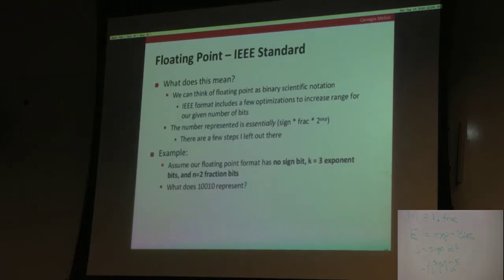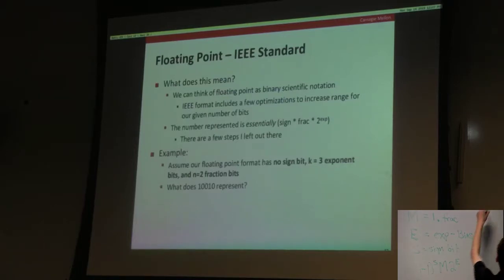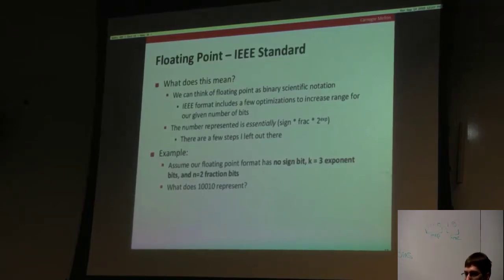Okay, let's work out what that particular number represents. We've got 1, 0, 0, 1, 0, and I said that k equals 3, so 3 exponent bits, 2 fraction bits. The first 3 bits are the exponent, and the next 2 are the fraction, and we don't have a sign bit here. So this is the exponent and this is the frac. Okay, so what are these values going to be? What's m going to be? This one's easy for this example.